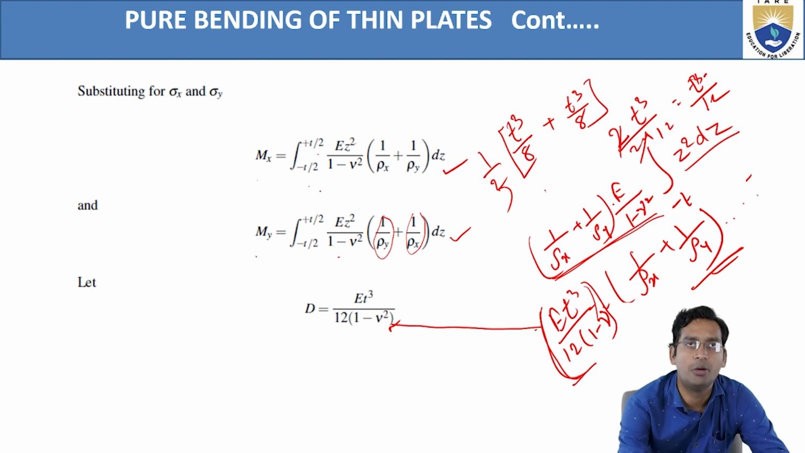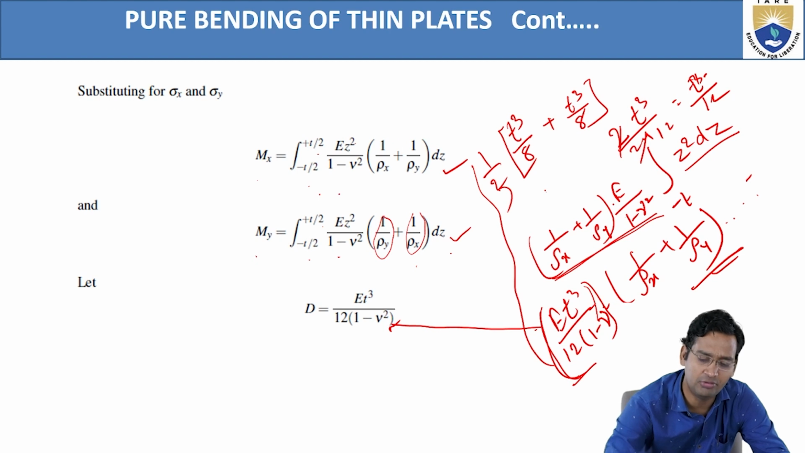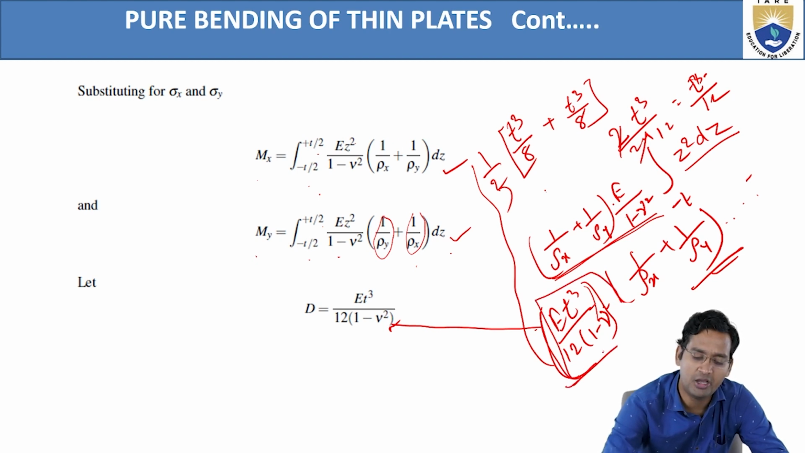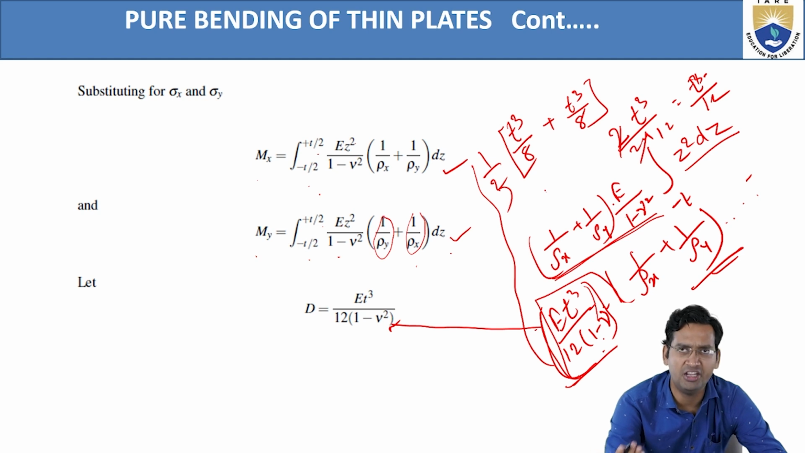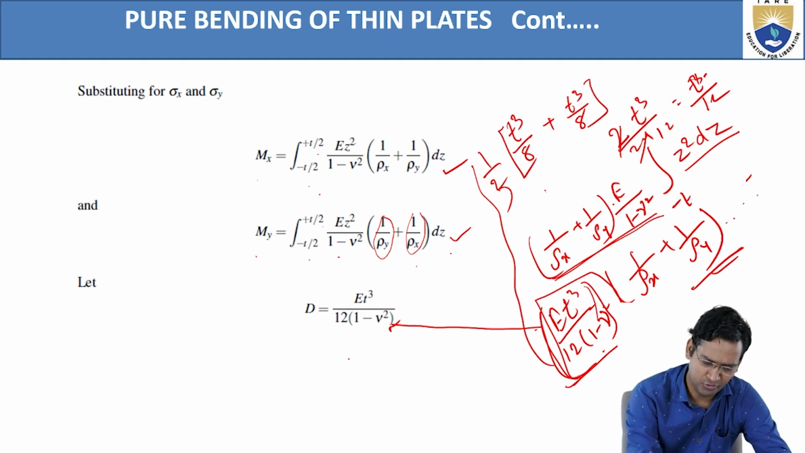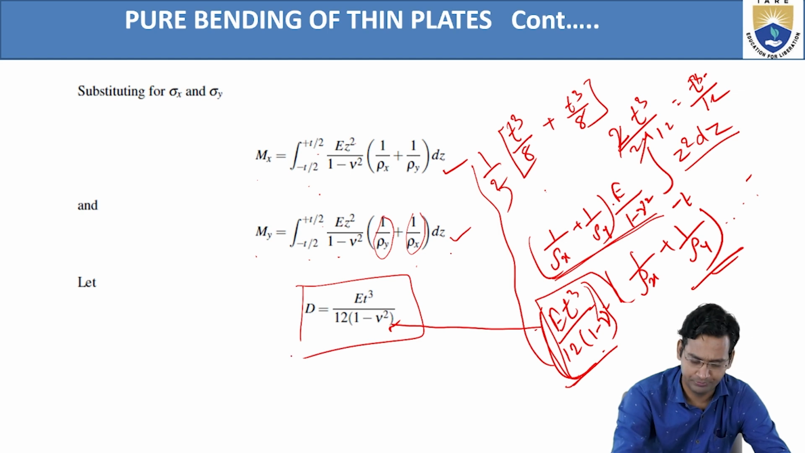Here Mx equals the integral from minus t by 2 to plus t by 2 of E z square by (1 minus nu square) into (1 by rho x plus nu by rho y) dz. Similarly, My equals the integral from minus t by 2 to plus t by 2 of E z square by (1 minus nu square) into (1 by rho y plus nu by rho x) dz. After integrating and substituting the values, we got the constant E t cube by 12 into (1 minus nu square), which is considered as D.